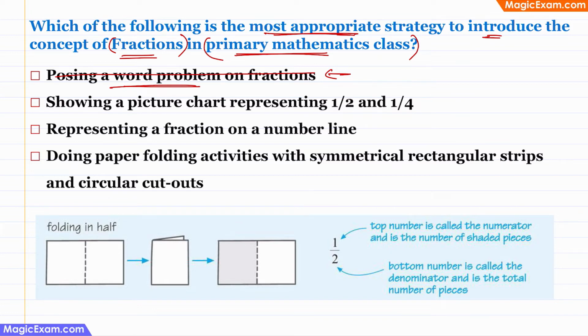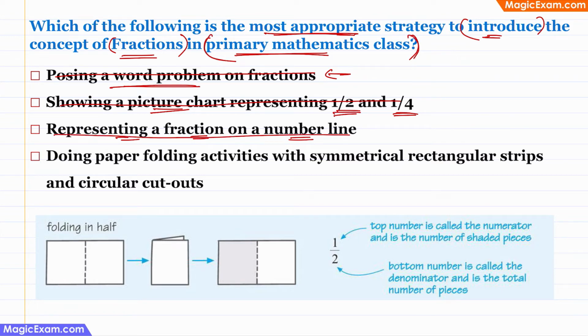Next, showing a picture chart representing half and 1/4. Now, if they don't understand the concept of fractions properly, then just showing them a picture chart with the representations of half and 1/4 might be useful to a certain extent, but it is not the best way to introduce the concept of fractions. So this also can be eliminated. Next, representing the fraction on a number line. Now here again, children have just learned the concept of numbers. So if you show them a number line and how fractions can be represented on a number line, that is quite complex for primary mathematics classes. Therefore, this also can be eliminated.